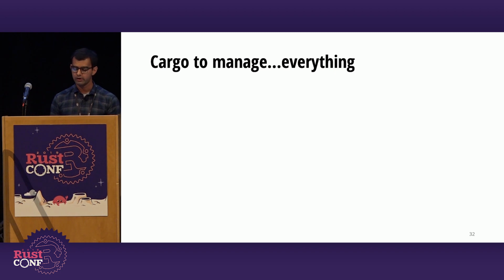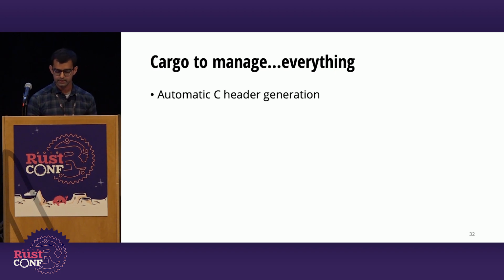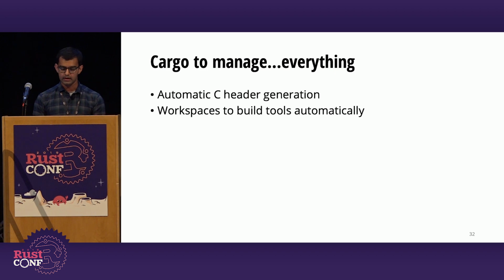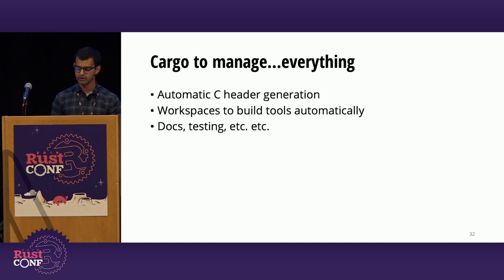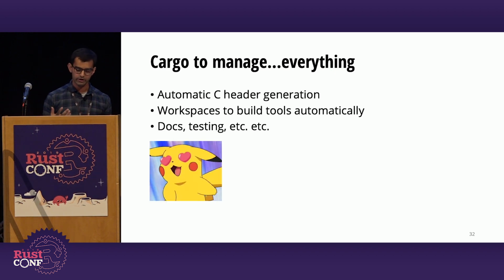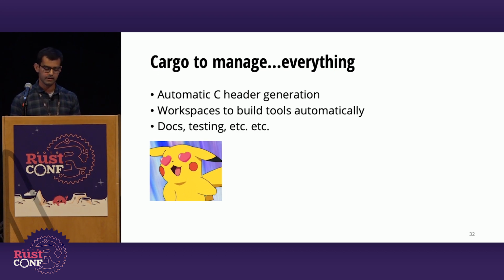OK, finally, we use Cargo to manage literally everything about our project. So the FFI that was generated on the previous slide, a header for that is generated using a build.rs file. We use workspaces to build tools automatically. So literally all you have to do to get the tooling and the compiler and the runtime is you git clone and cargo build release, and everything is just there sitting, waiting to be run. So that's really nice. Docs and testing, all that standard stuff, we also use Cargo for. Yeah, I love Cargo. I think it's probably one of the most underrated features of Rust, just because it's so easy to use and get started with.